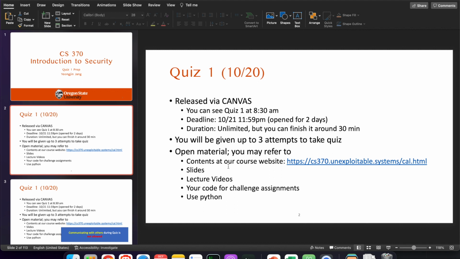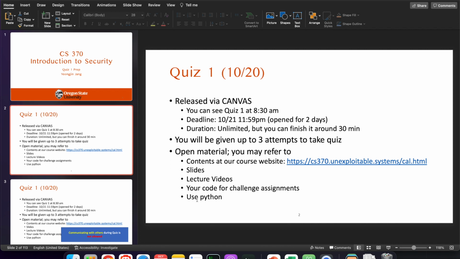And the quiz is with the open material policy, so that means you may refer to any contents at our course website. That means slides and the lecture videos, and even this slide, and also the video for today's lecture. And you can refer to your code that you wrote for solving challenges for the assignments.